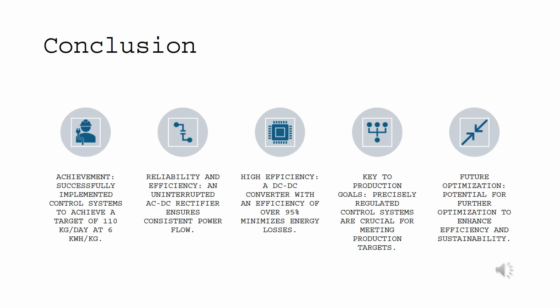A major contributor was the reliable and uninterrupted operation of the AC to DC rectifier, ensuring smooth power flow. Additionally, the DC to DC converter with efficiency above 95% helped minimize losses and maintain steady input to the electrolyzer. Our control system played a vital role in meeting production targets by dynamically adjusting to wind variations and regulating output.